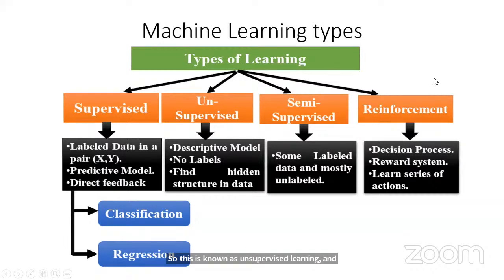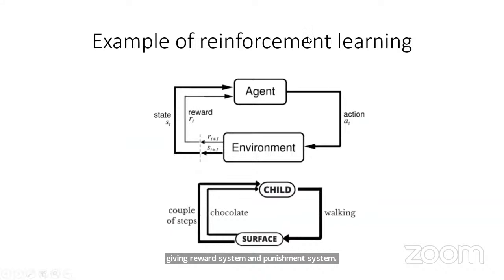The best example of reinforcement learning is the AlphaGo game, a computer playing chess. So how does reinforcement learning work? It works by a decision process, by giving a reward system and a punishment system. Here is an example I will show you. This is the example of reinforcement learning.